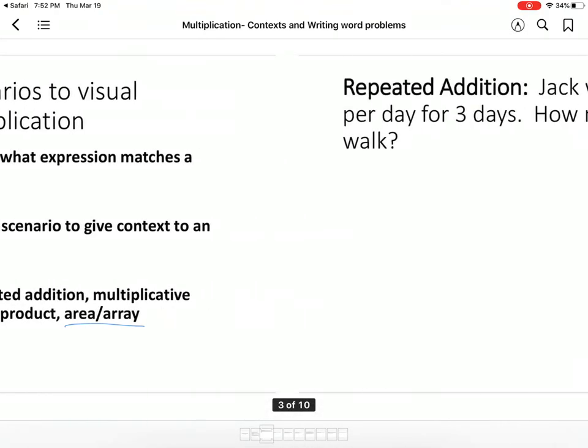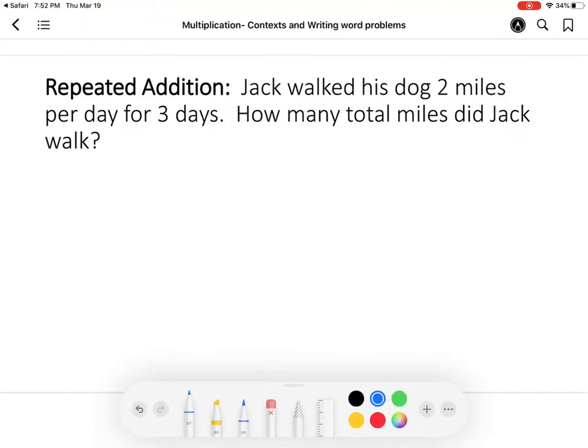So let's go ahead and get started here. Our first problem is repeated addition. It says Jack walked his dog 2 miles per day for 3 days. How many total miles did Jack walk? Well, I can draw a picture for this, and if I'm drawing out the scenario, I can say, well, Jack walked 2 miles, and then the next day he walked 2 miles, and then the next day he walked 2 miles again. So each of 3 days, 2 miles per day.